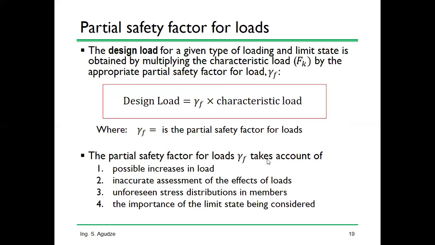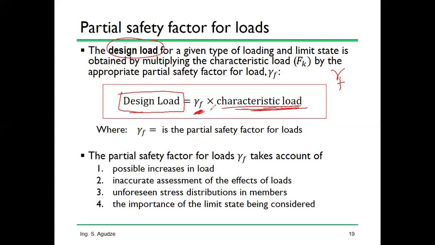Then we call something a partial safety factor for loads. Anytime we are designing, if you want to calculate what we call design load, you must multiply the partial safety factor, which is represented by gamma subscript F, by the characteristic load, or the actual load. When you do this, the answer you get is what we call design load. So anytime you are asked to calculate design load, it means the actual load you have, you multiply by the partial safety factor for load.